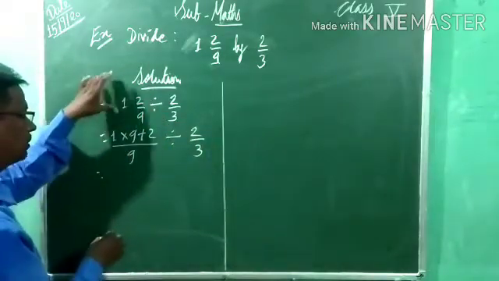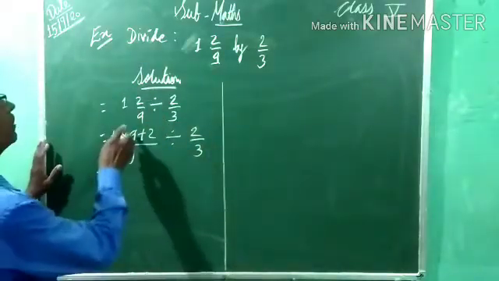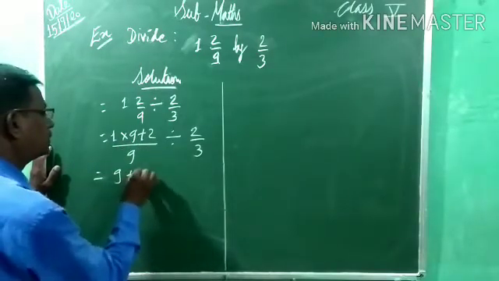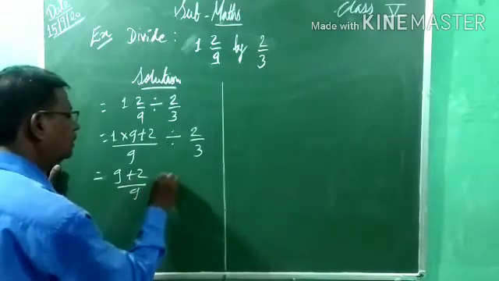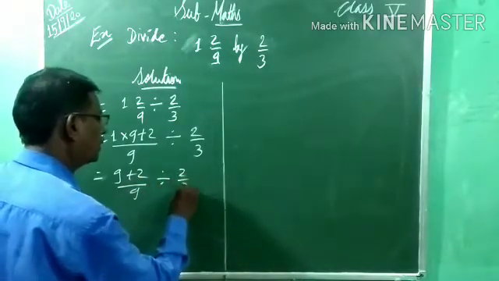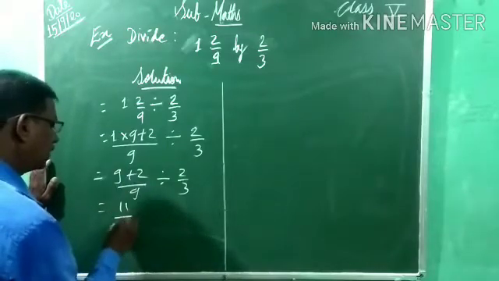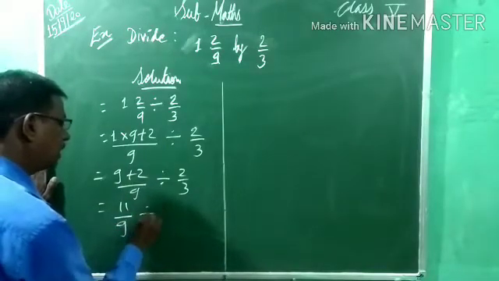We are going to convert 1 2 by 9 into an improper fraction. Now 1 into 9, 9. Understood this? 9 plus 2 divided by 9, whole again divided by 2 by 3. Okay. Now 9 plus 2, how much? 11. 11 by 9. Now divided by 2 by 3.